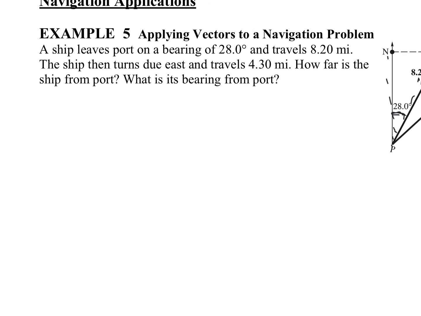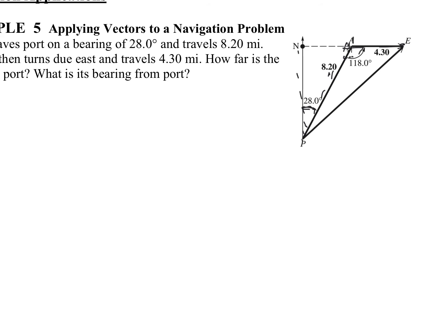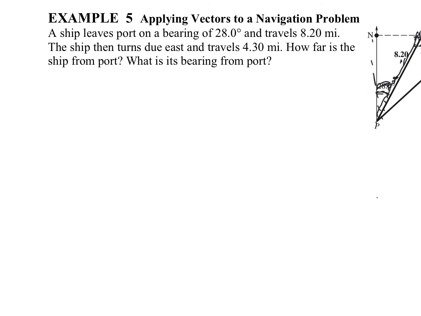A ship leaves port at a bearing of 28 degrees. So look here. When we say bearing of 28, you're going north, but your bearing is 28 degrees from the north. That's a 28 degree angle. So I'm moving, and I'm traveling 8.2 miles. Once I get to 8.2 miles, it looks like the ship is turning.